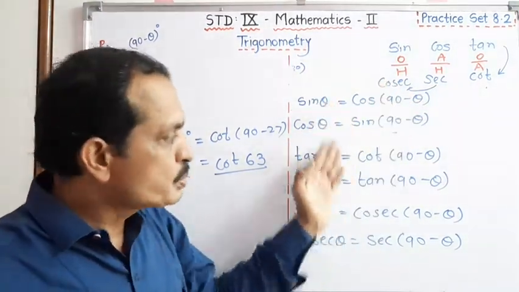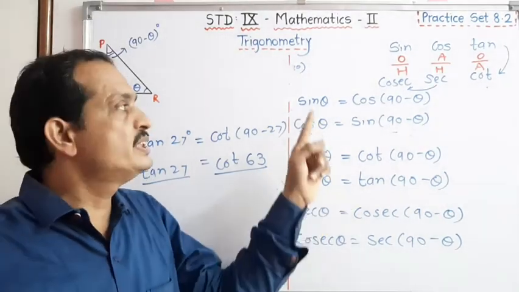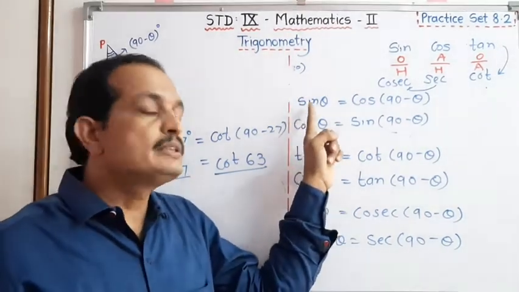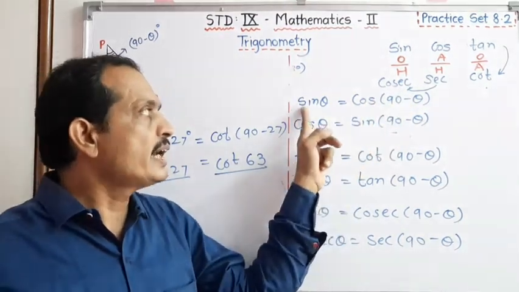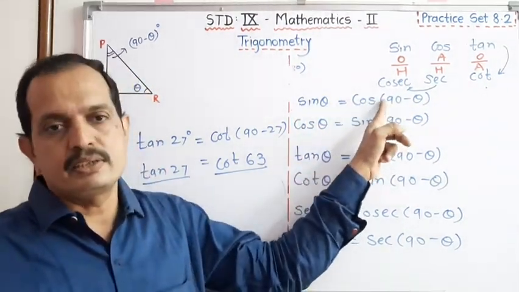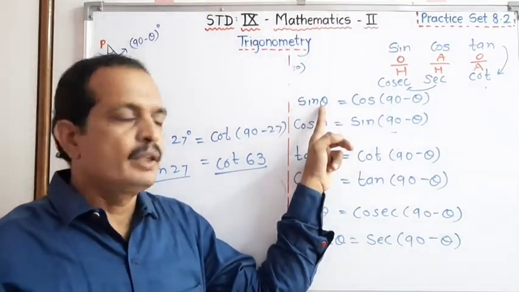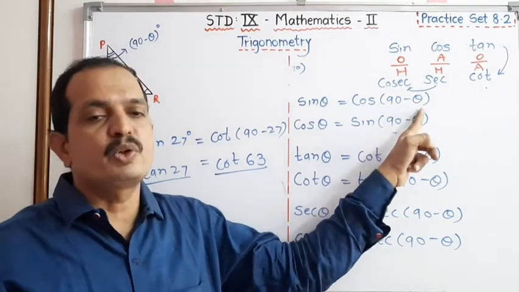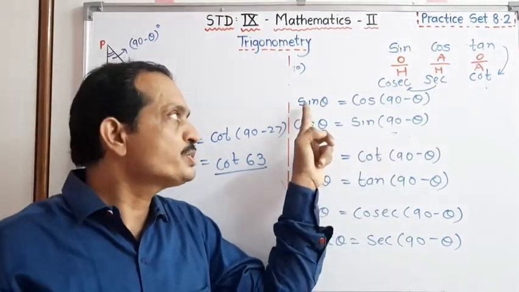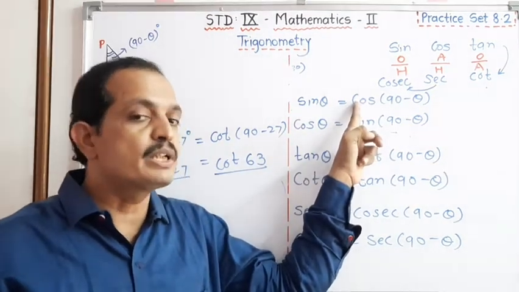Dear student, these formulas we are using for conversion. If we have to write sin theta in the form of cos, then we can write sin theta is equal to cos 90 minus theta. If sin 45 is there, then sin 45 is equal to cos 90 minus 45. That means instead of sin 45, we can write cos 45 because the values are same.